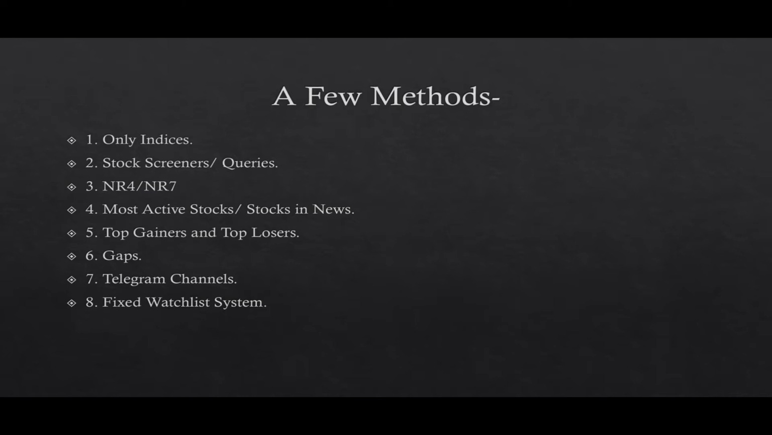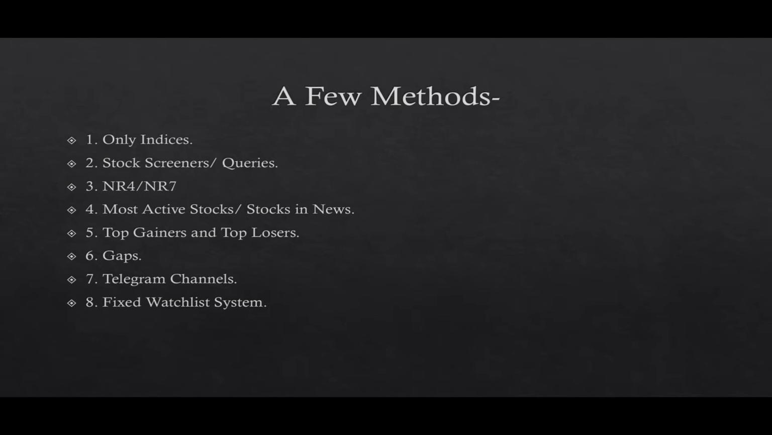So if you fill in these parameters, you'll be shown a list of stocks which fit the settings that you had typed. So you can use stock screeners for finding various stocks. Now ChartLink is a website that is really famous for stock screeners. The next method for stock selection is NR4 or NR7.